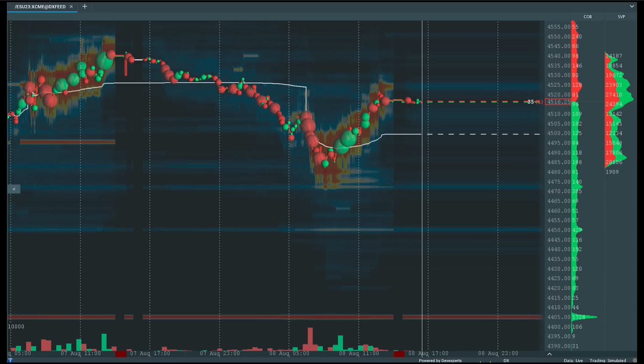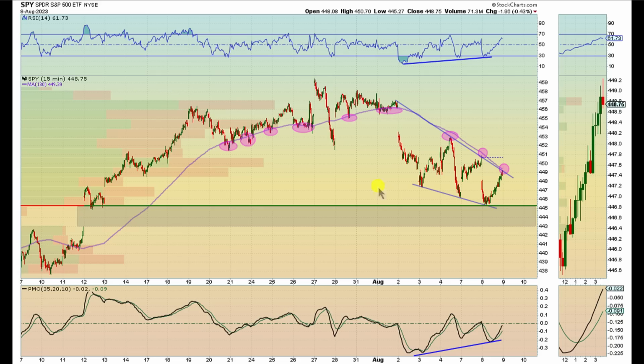So how do we go about playing all of this? Well, I want to first point out this chart. This is the 15-minute chart of the S&P 500, and you'll see pink circles and a purple line. The purple line is the 130 period moving average. This is the 5-day moving average.